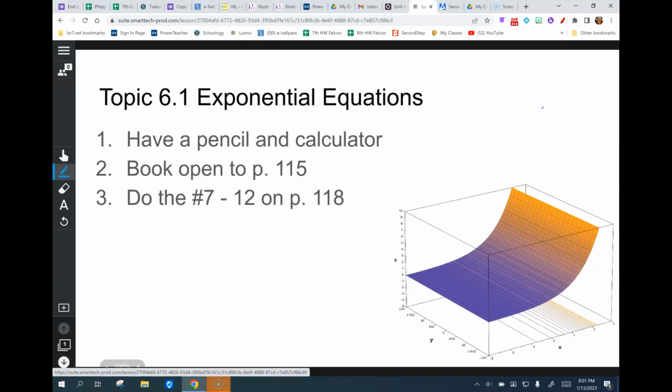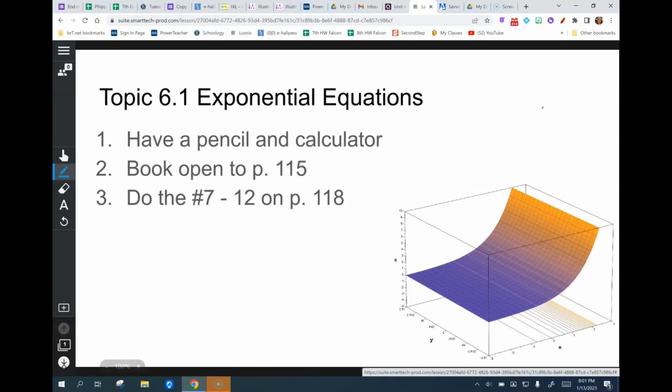Now we're going to continue with exponents, and now we're going to actually look at exponential equations. You'll need a pencil and a calculator, and you want your book open to page 115, so we're going to go back to the workbook. Had you been in class, we would have started off by doing some of the problems 7 through 12 on page 118. We're just going to go right into the lesson from the very beginning.